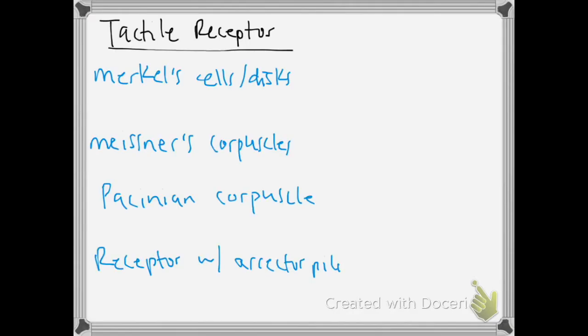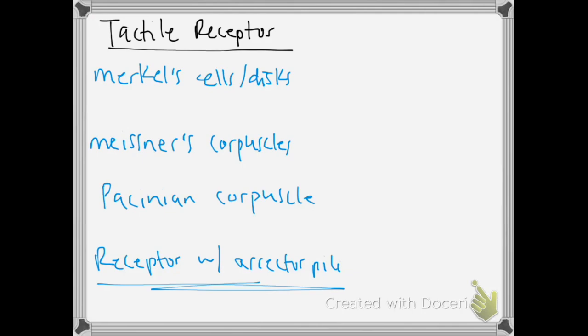All right, next we're going to move into tactile receptors. So we've already talked about one of these when we talked about epidermal cells. We talked about these Merkel's cells or Merkel's discs, and we want to add on to that. So the things that we want to look at really quickly just to knock this one out.